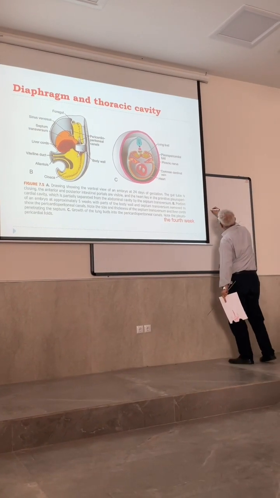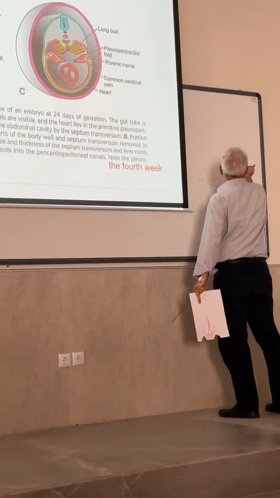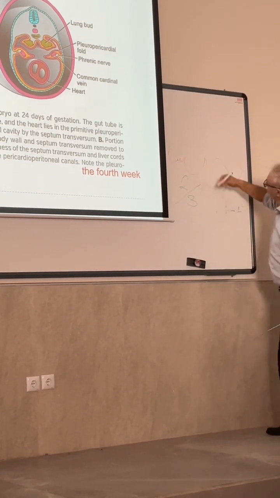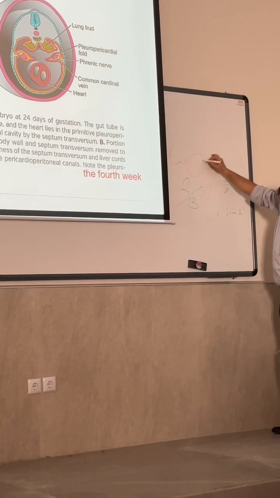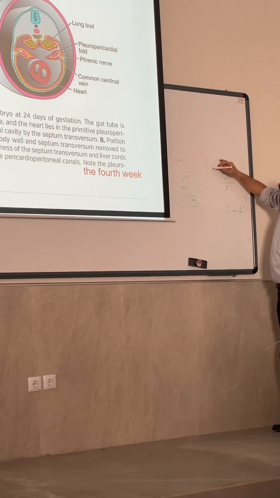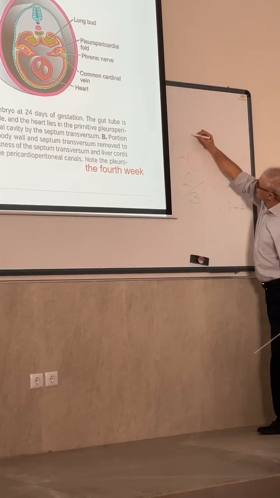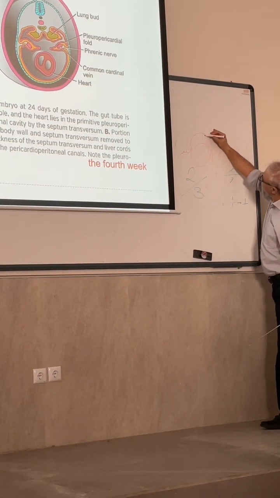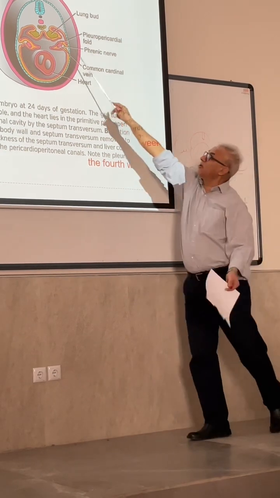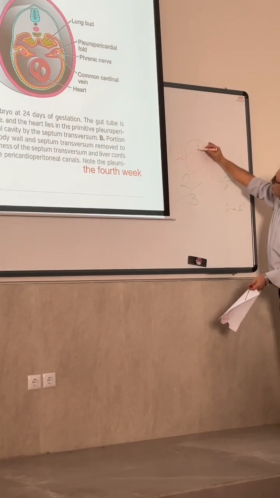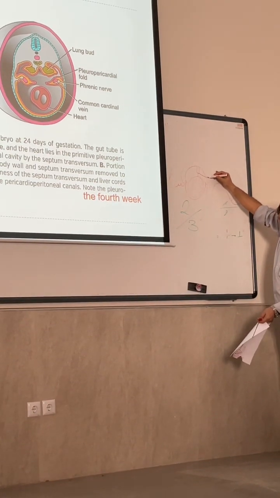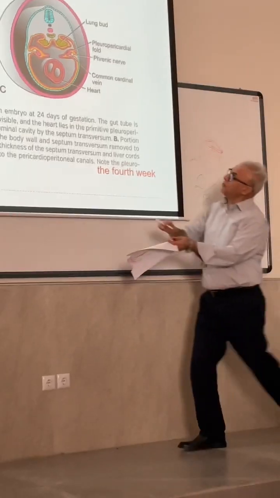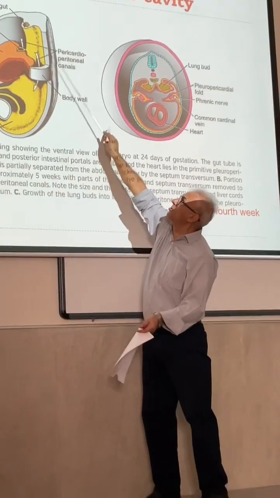Look here, the embryo is like this. Okay, that's the heart here. Here is the heart, and here is the gut. Okay. As I told you, this is the lung bud. Because there is no space, it goes back. Okay? It starts growing in this part and temporarily closes this canal, the pericardio-peritoneal.